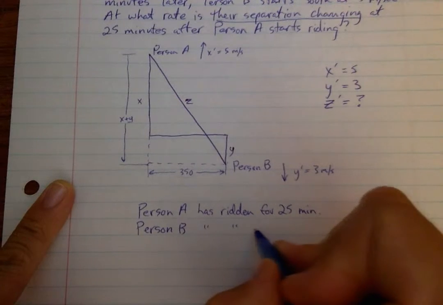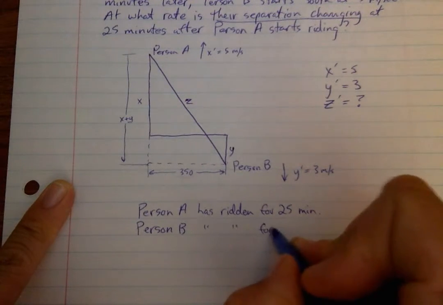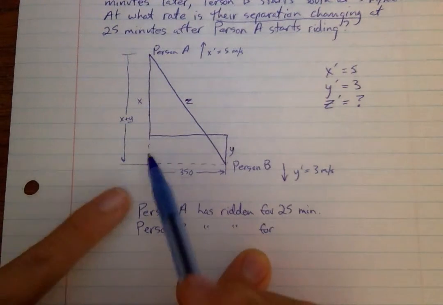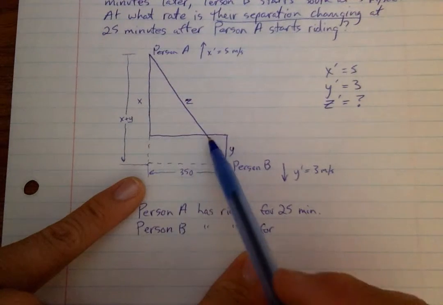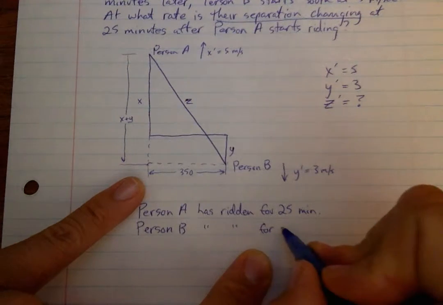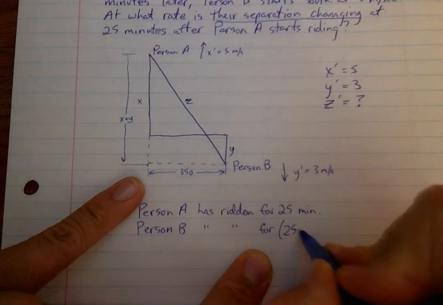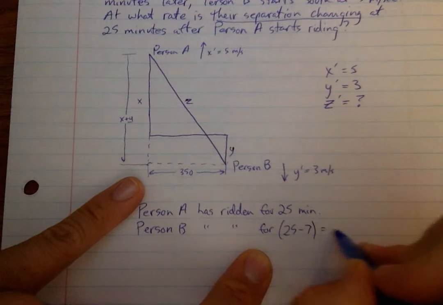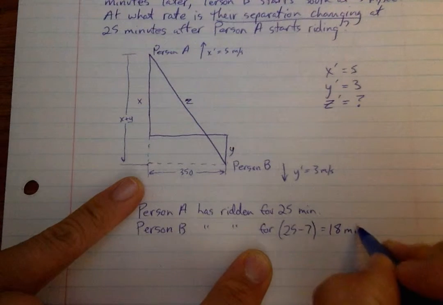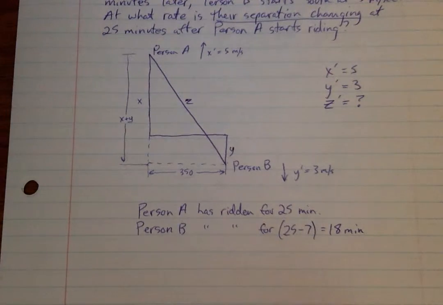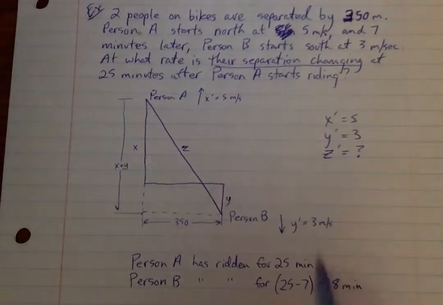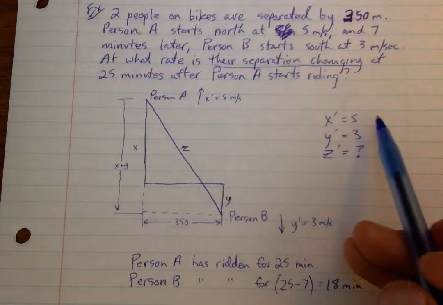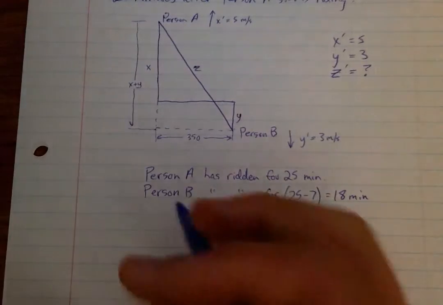Person B has ridden for, well, this guy started 7 minutes before him, so he had 7 minutes less riding time, right? That's 25 minus 7 equals 18 minutes. Huh. Well, if person A is riding at 5 meters per second, can we just do distance times time?